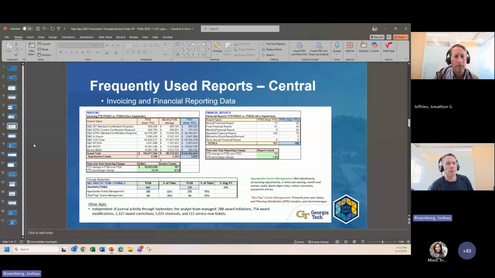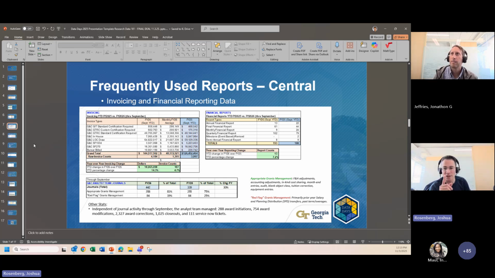All right, invoicing and financial reporting. These outputs are coming to us from Workday, and I'll explain more about that when I get to a later slide. But this is information that our sponsored research accounting team utilizes, along with, I share this with our executive leadership, to give a feel for how we are doing on invoicing our sponsors relative to where we were last year. Same thing with financial reports, along with some other statistics down at the bottom, like journals and what percentage would we consider appropriate grants management versus red flag. Also information on initiations, mods, corrections, closeouts, etc.